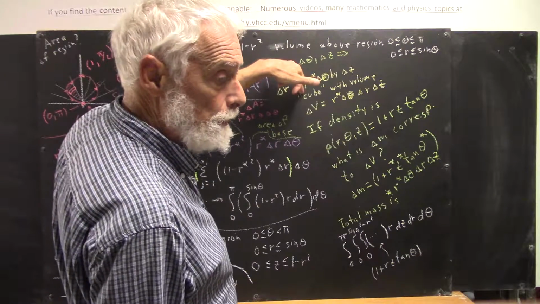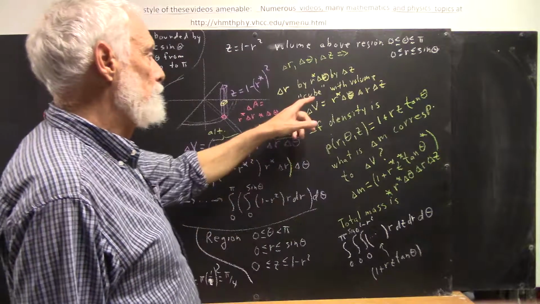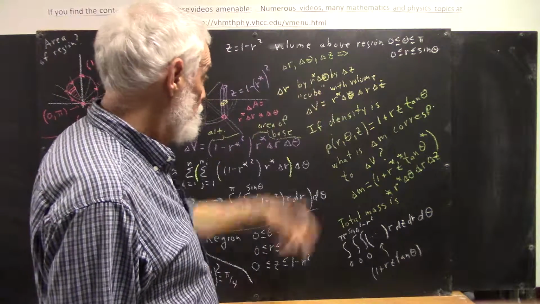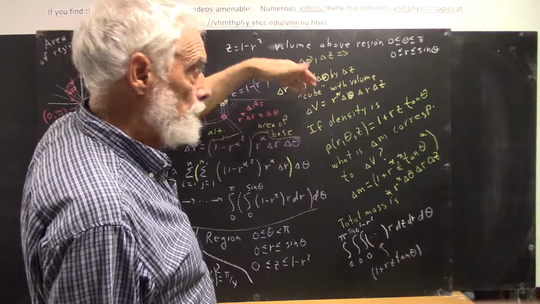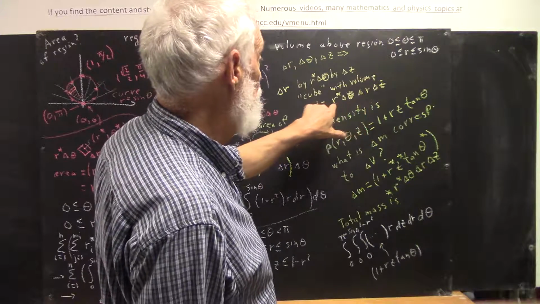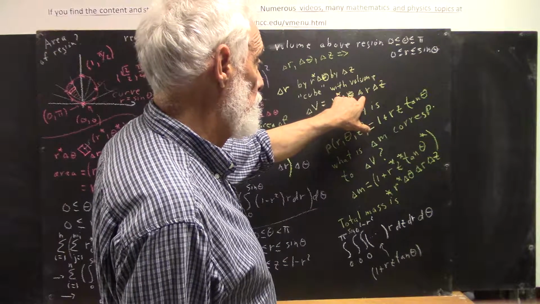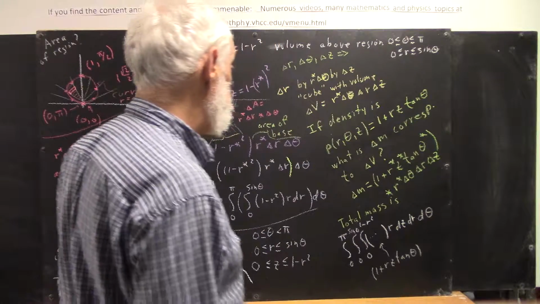That's something like a cube. It's not really a cube, it's close to a rectangular parallelepiped, but I wrote cube with quotes around it to kind of invoke that idea. So it's a little box. Maybe I should have just written a box with a volume, delta V equals area of the base, r star delta theta times delta r, times its altitude, delta z.